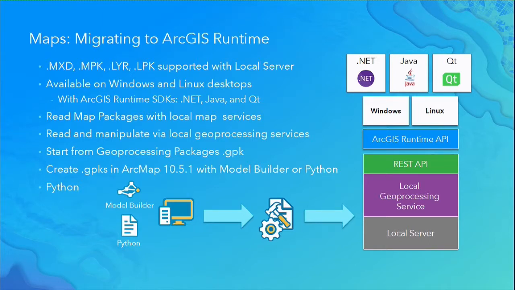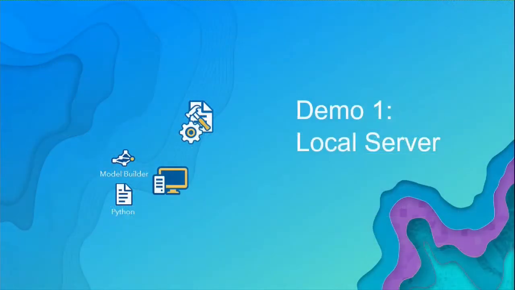That exposes a REST-based API that is accessed via the ArcGIS Runtime API on Windows and Linux to the .NET, Java or Qt SDKs. So remember, this workflow is all about supporting some of those additional content types that you're not quite ready to move over to the equivalent with ArcGIS Runtime, where you've still got workflows that you need to support. So we'll take a look at a demo of how that works with the ArcGIS Runtime local server.